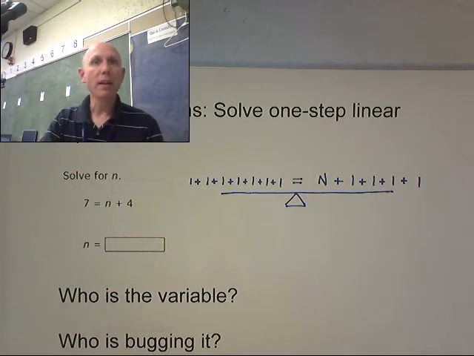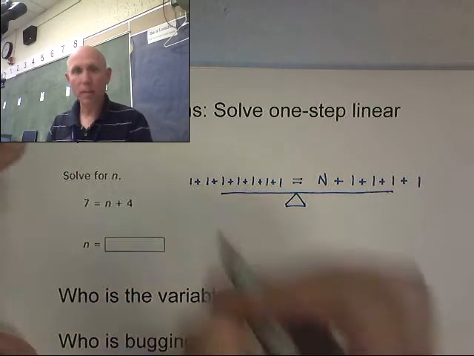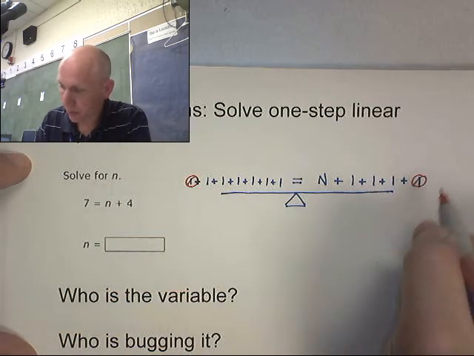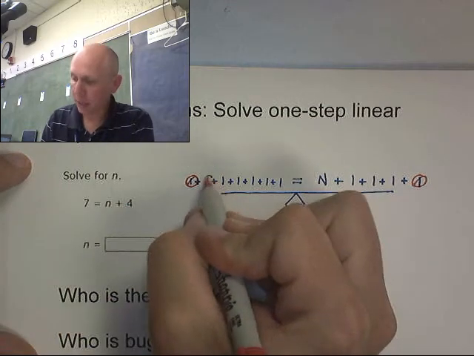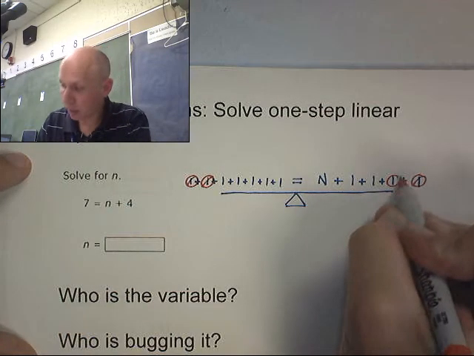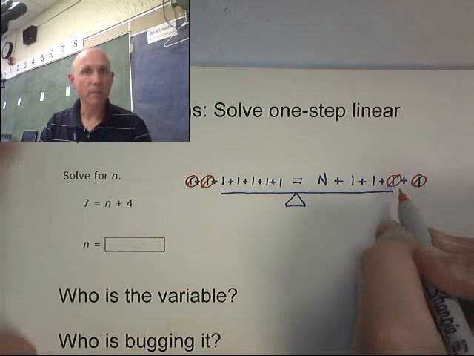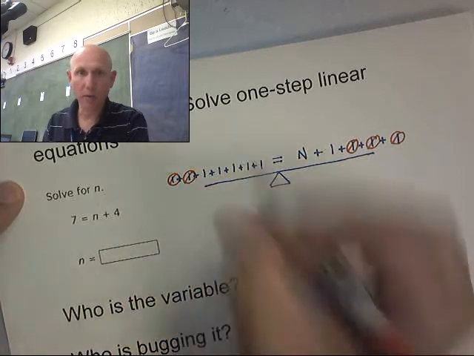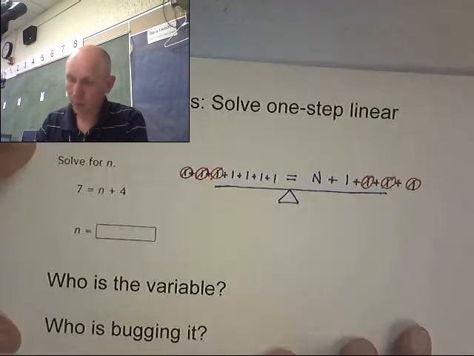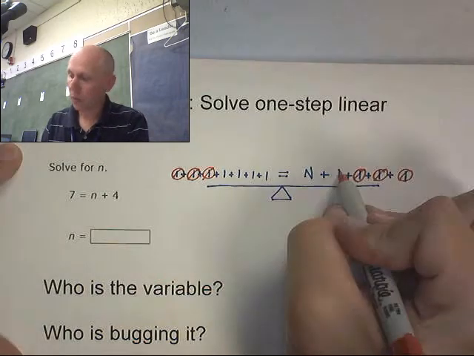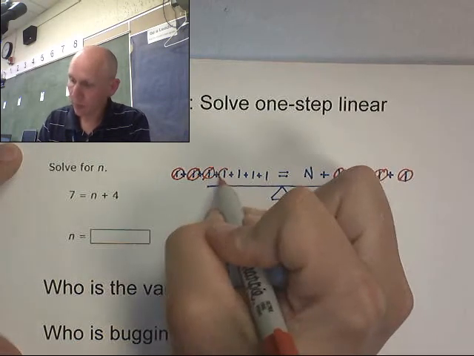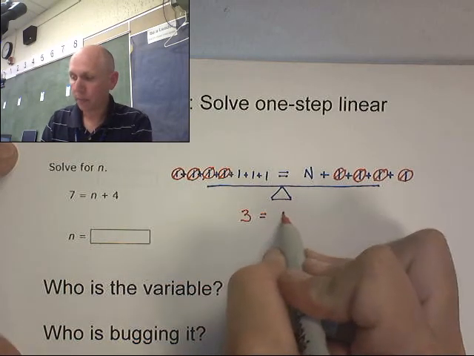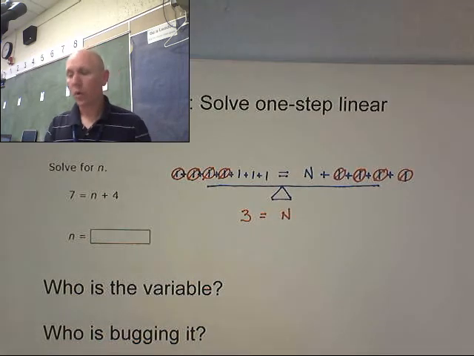And I have to keep the teeter-totter in balance. So let's take a block off. If I take a block off of here, I have to take a block off of here. It's still going to be in balance. If I take a block off of here, well, now it would tip, wouldn't it? So I better take a block off of here, and now it's back in balance. One more block, and I'm left with 3 equals n, or n equals 3.